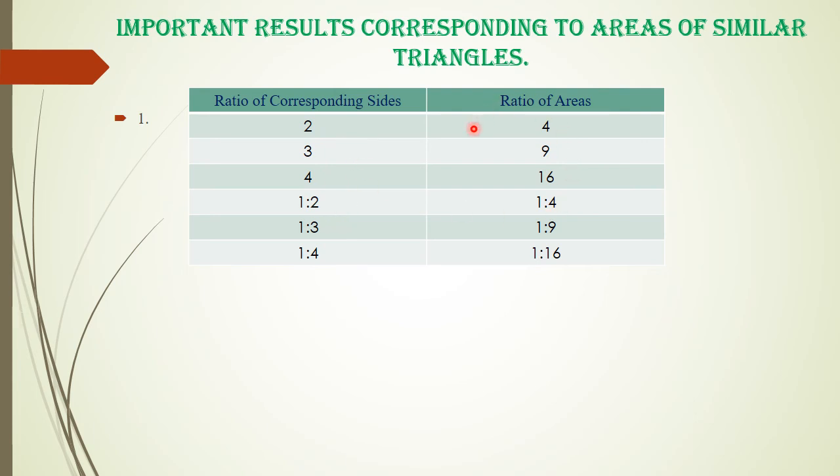And the reverse is also possible. The ratio of areas will be given and the ratio of corresponding sides will be asked. So you should be aware of what is asked and what is supposed to be calculated, and accordingly you have to calculate the values. If the ratio of areas is given, then you need to take the square root. If the ratio of corresponding sides is given, then you need to take the squares of these values.